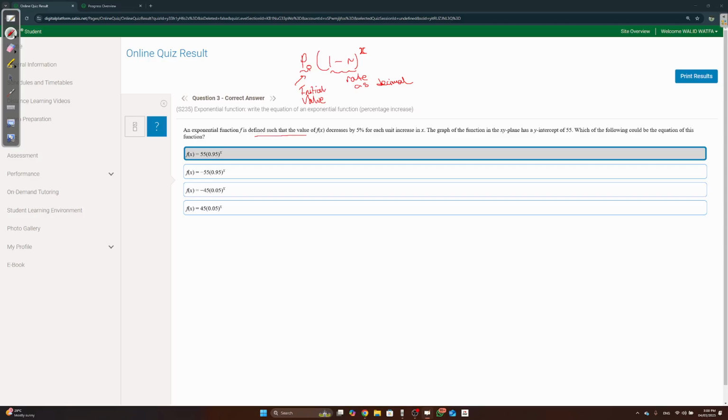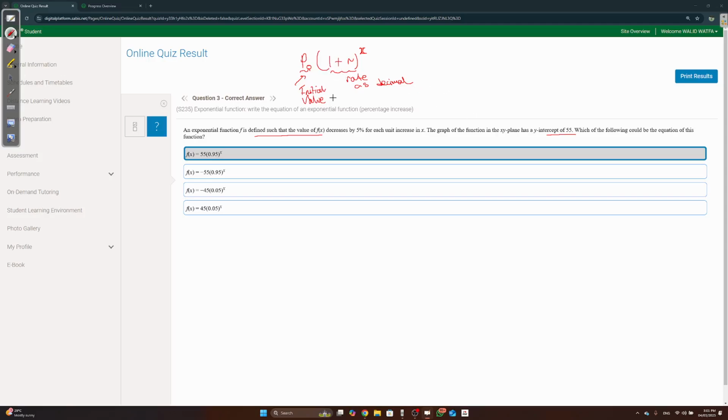A function f is defined such that the value of f of x decreases by 5% for each unit increase in x. Okay, I think I should keep it as 1 plus r, okay? Depends on what your teacher uses, okay? The graph of the function has a y-intercept of 55. Which of the following could be the equation of this function? Let's take a look. What's our formula? Initial value, rate as a decimal. Okay, what's the initial value?